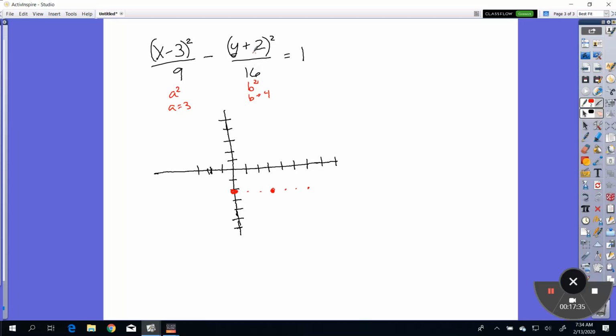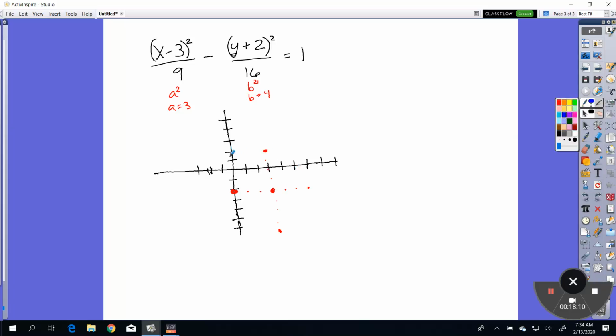And then the y direction goes 4. So 1, 2, 3, 4. Now if it were an ellipse, which this is not, it's a hyperbola. If it were an ellipse, you'd connect your dots and get that shape. So that's the only difference between an ellipse and a hyperbola: you connect the dots on an ellipse. On a hyperbola, you draw a square.